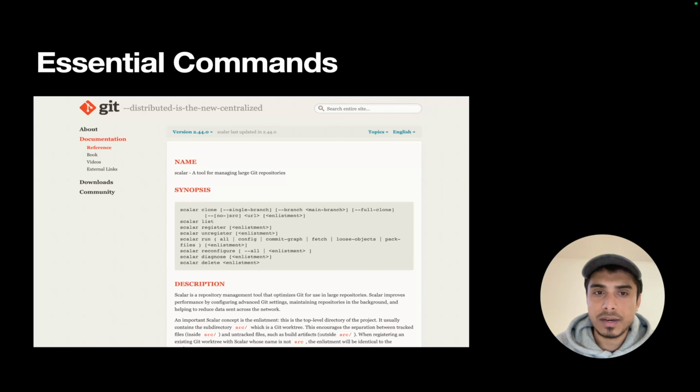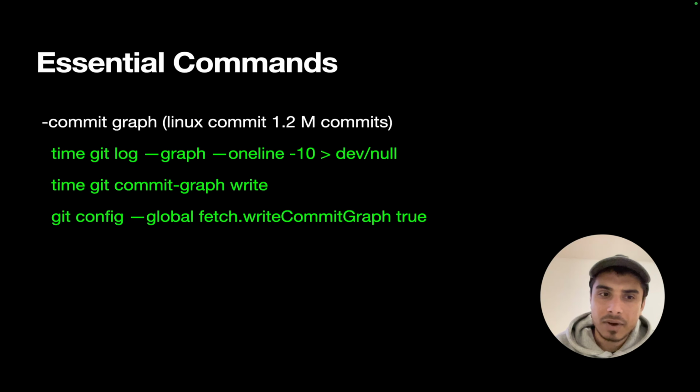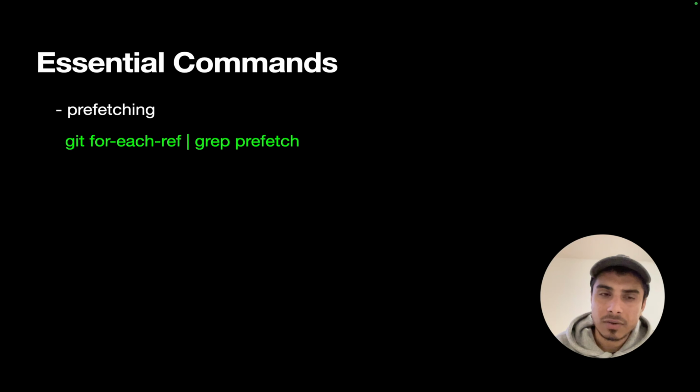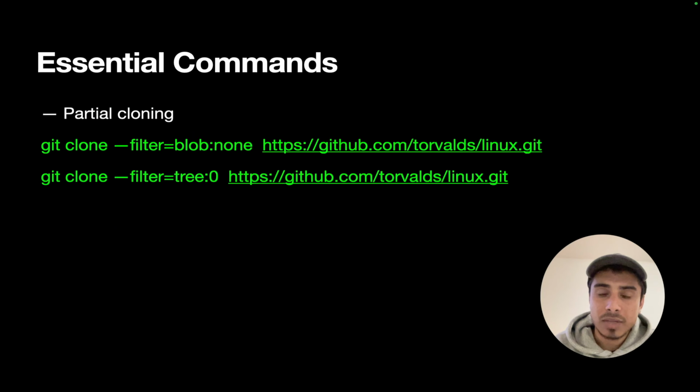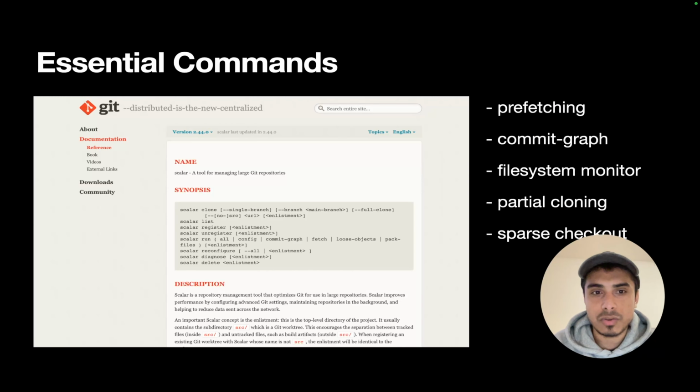Now after understanding all those things, a question comes to our mind: if I have to set up a big repository, do I have to configure all those things, like putting core fs monitor true, then the commit graph write, or setting up the prefetch? I have to do all those things on my own as a user. There should be some option that those things come by default if you have a big repository. So that's why Git has recently launched a new command, which is scalar.